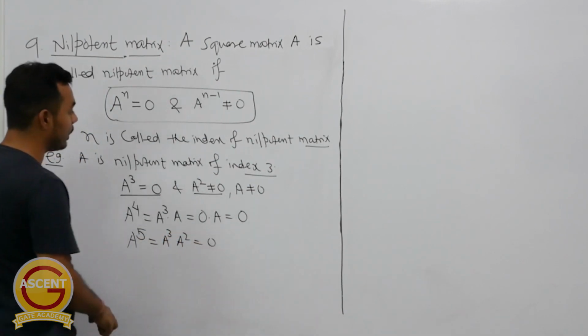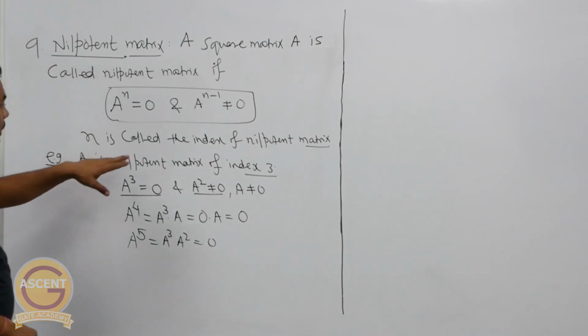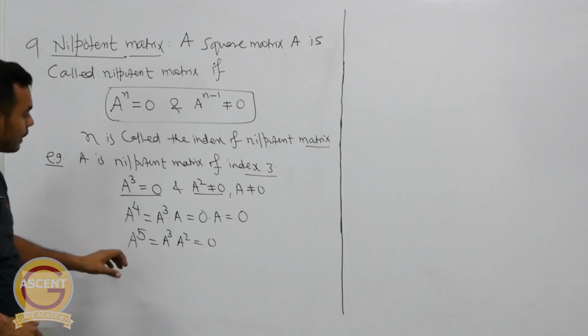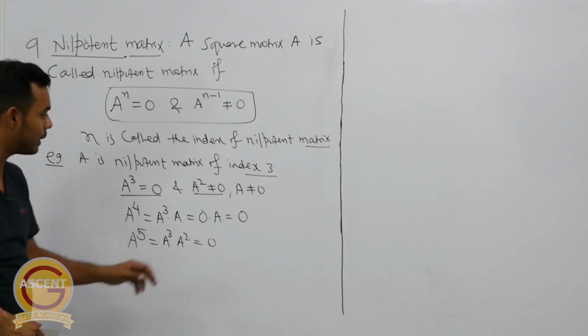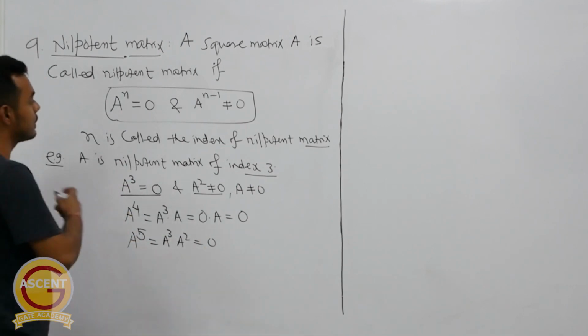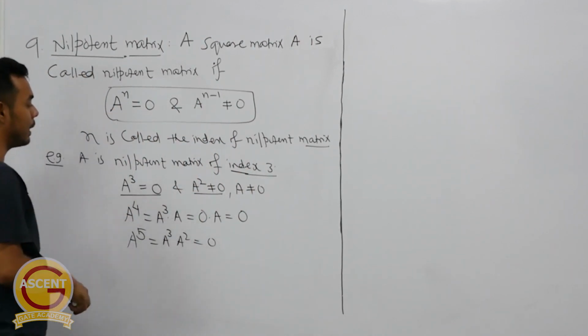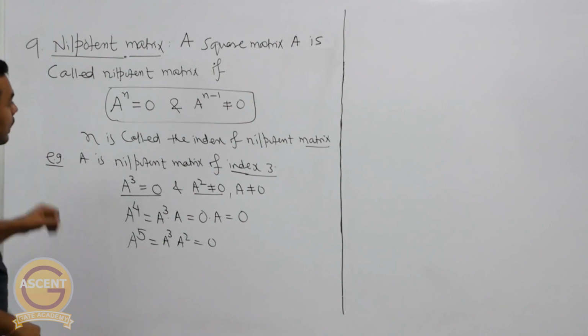So it is important to define the index, because once it is given that the index is 3, this means 3, 4, 5, 6, all the other higher powers of this matrix A will give you a null matrix. So that is the meaning of this term index. A to the power n minus 1 is not a null matrix, but A to the power n is a null matrix. So this was the nilpotent matrix.